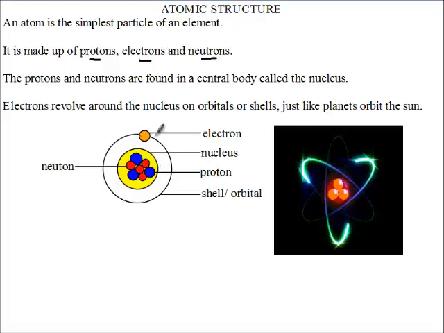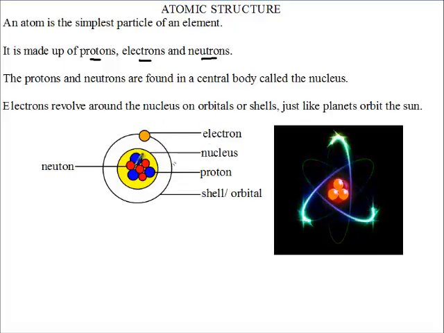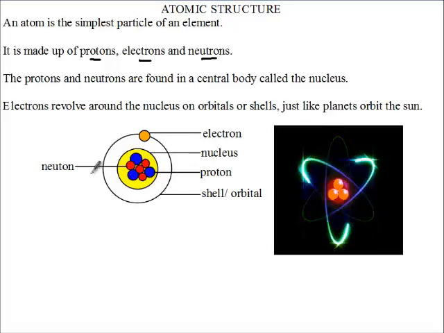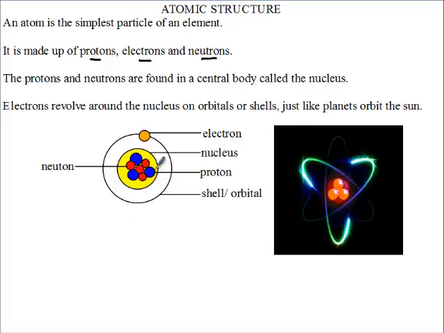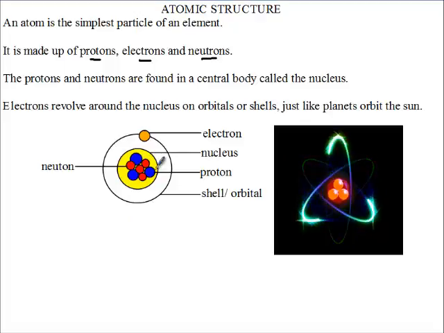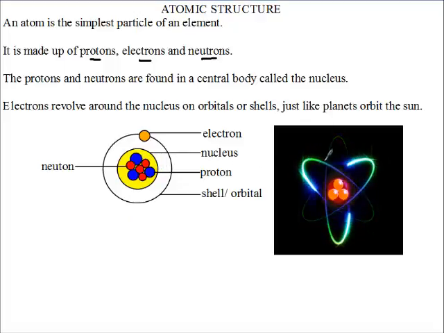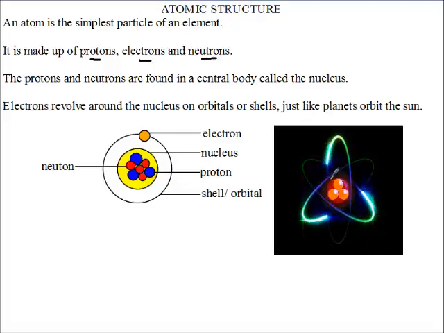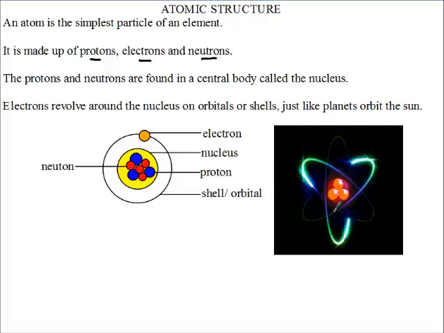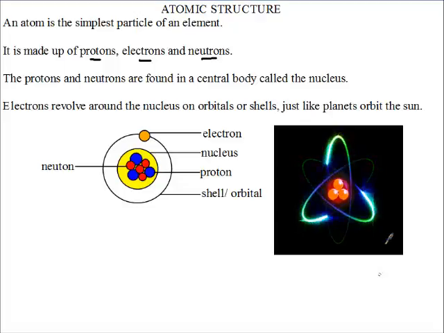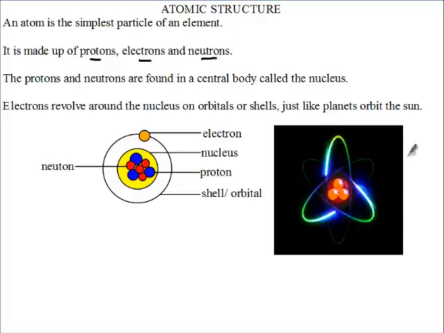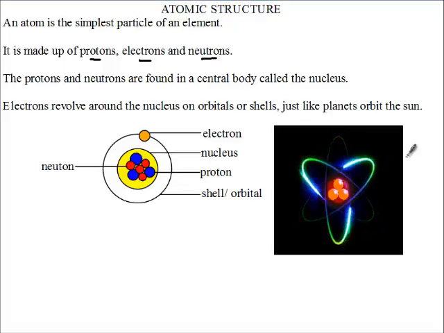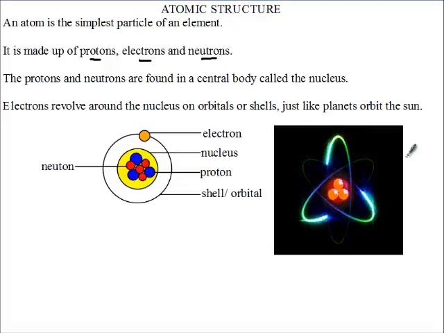So here we have an electron. We have the nucleus containing the protons and neutrons. And then the electrons are found on what we call the orbitals or shells. So here we see a typical atomic structure. The nucleus is in the middle, and then we see the electrons moving around it on their orbitals. So this is the structure of an atom.